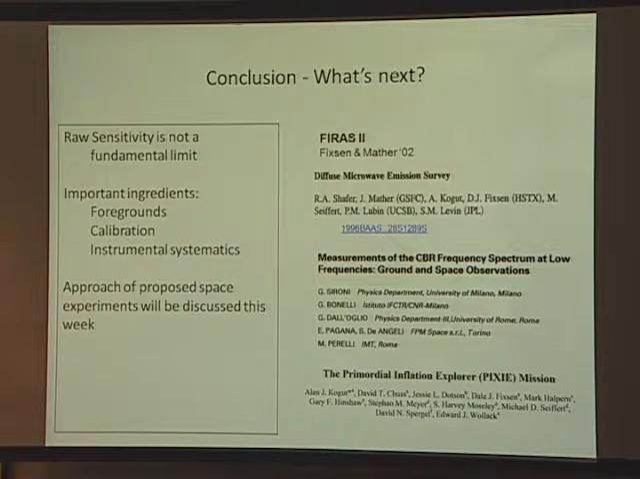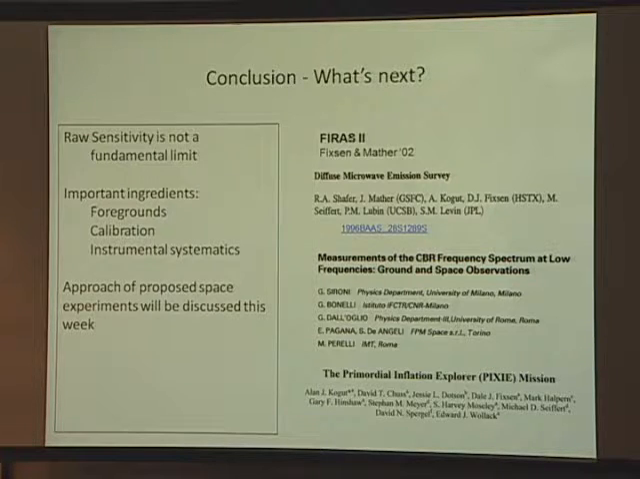Important ingredients for improving on this are foregrounds and calibration. Instrumental systematics are also important, but I think we believe that we can model, identify, and control those to the point where these are not yet the limiting factor. It's really the foregrounds and calibration that are limiting us currently. This week in our workshop, we're going to discuss a number of ways forward, including ground-based experiments and possibly also space-based experiments.